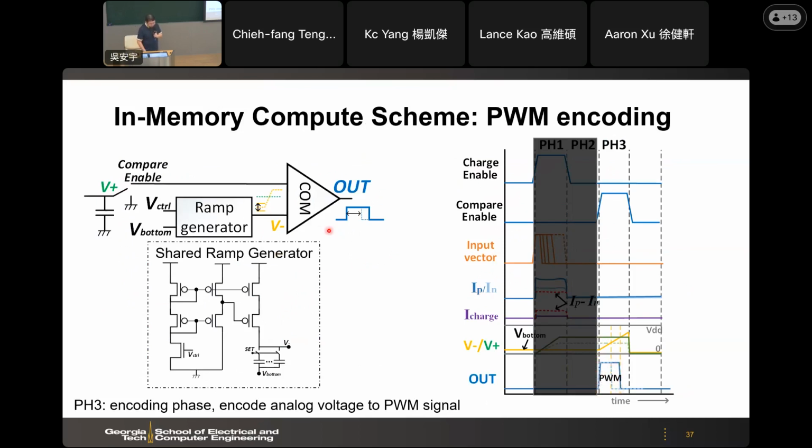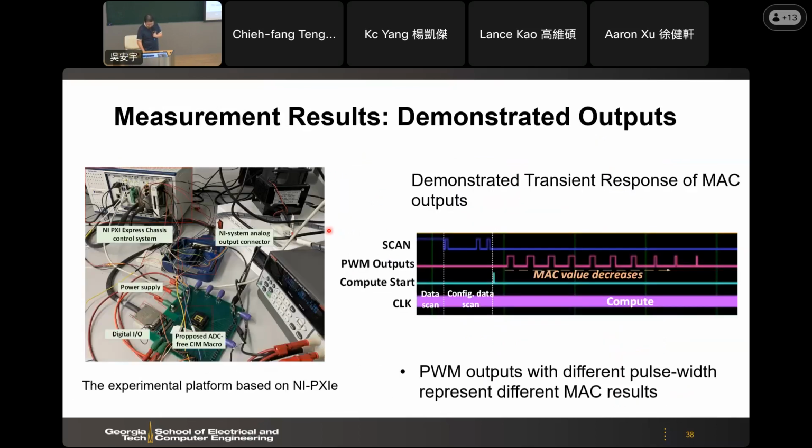So there are many controls, and I will just skip the details due to the time limit here. And here are some measurement results. This is the setup, I will skip that. But here you see that the pulse Mach value decreases, and then we generate the pulse width that's also proportional to the Mach value.